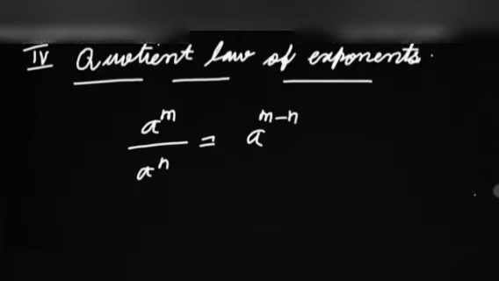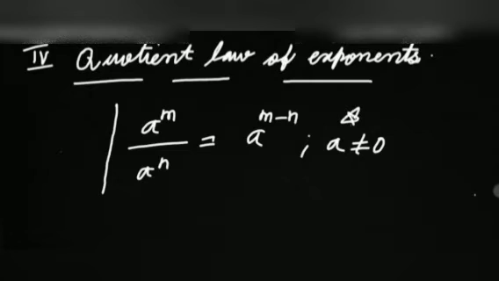A raised to m by a raised to n is equal to a raised to m minus n, where one condition is here: a cannot be 0. Why? Division by 0 is not defined. We can't divide anything by 0. So here a cannot be 0. A can be an integer other than 0.